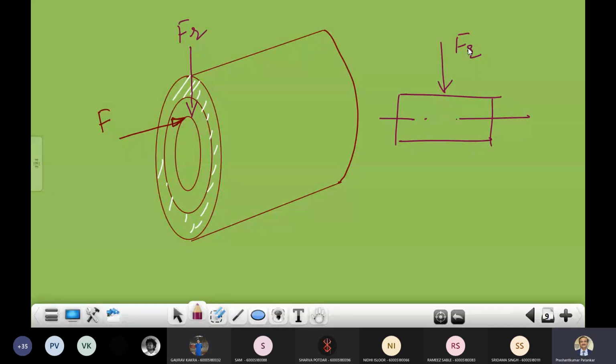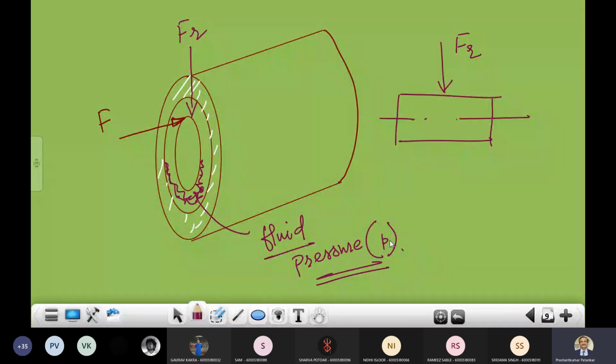Yes, sir. Now, if this is your radial load, and this radial load has to be supported by the fluid pressure, in this region you have that fluid, and this particular fluid will be under pressure. Let's say that pressure inside this particular fluid is, suppose, P. Let us say this pressure is your P.